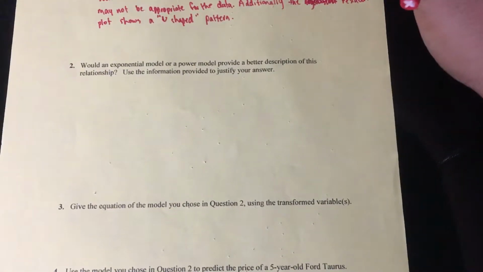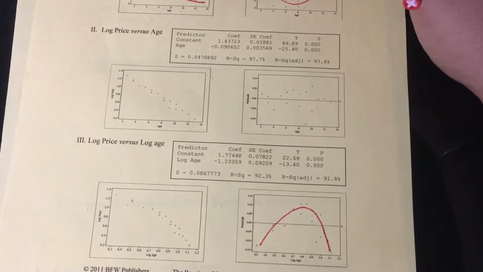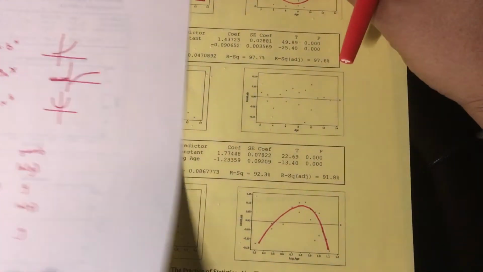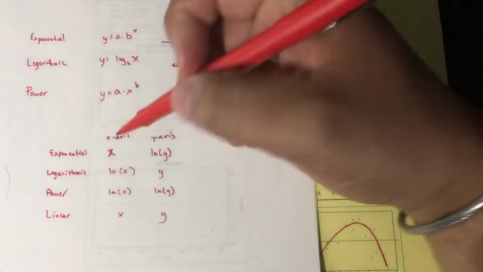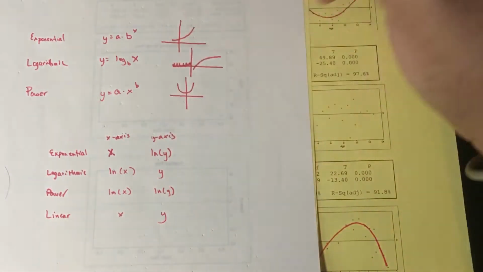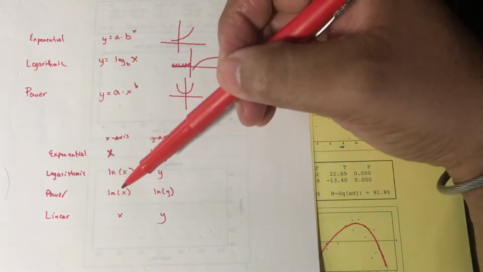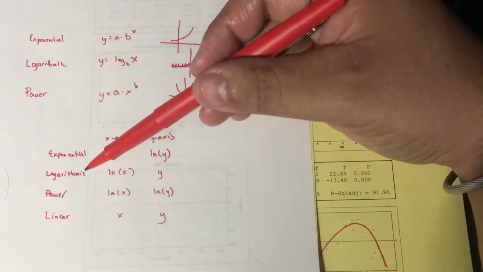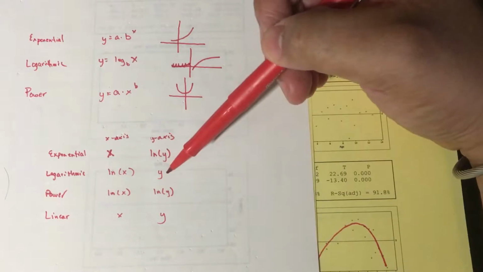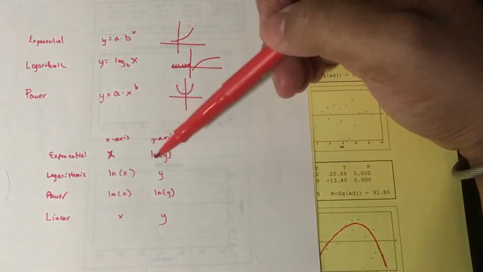Would an exponential or a power model provide a better description? Well, this is where we have to start remembering what an exponential and power model look like. So I went ahead and wrote them out here. Linear is what we were talking about: regular x, regular y. Power model would have log x and log y. Logarithmic would be log x and regular y. And exponential would be x and log y.